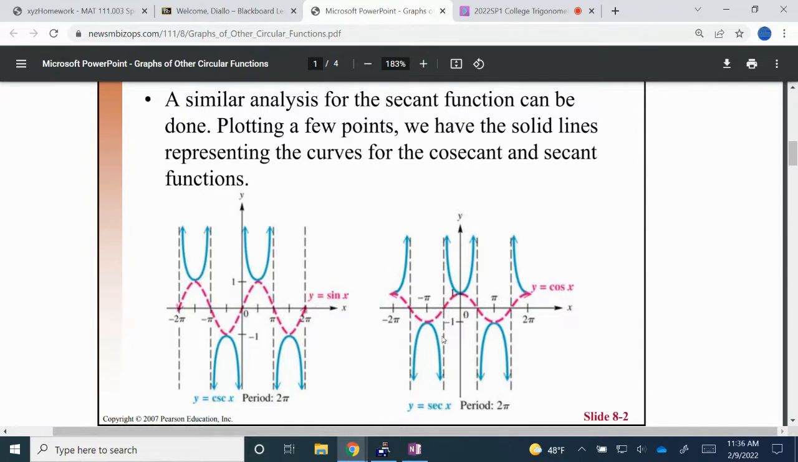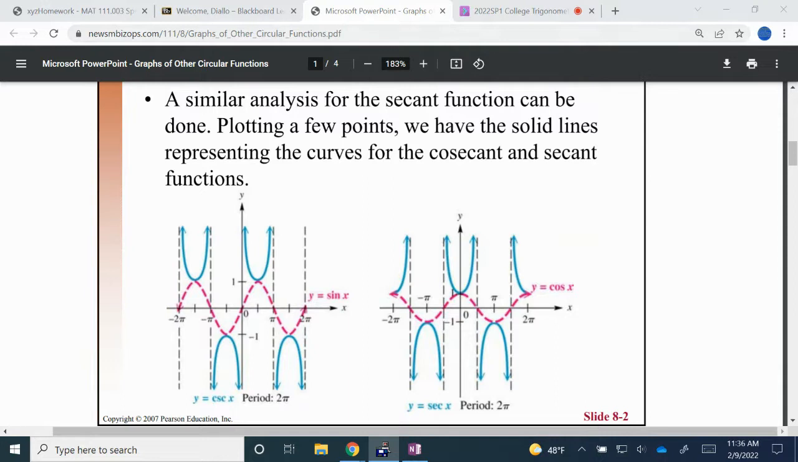And we take a look at the second diagram. We have the cosine, which is this red dash curve, and we have the reciprocal of the cosine, which is the secant. So the secant curve is the blue curve.